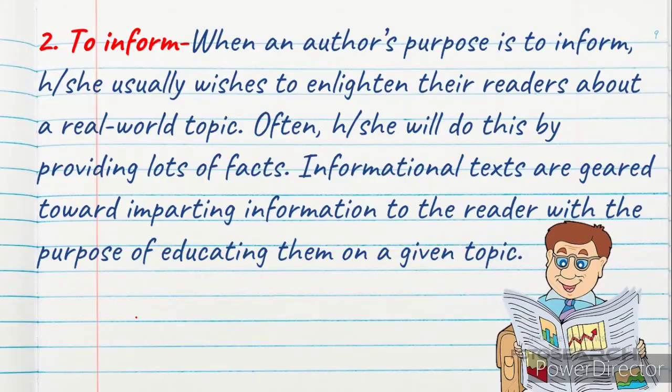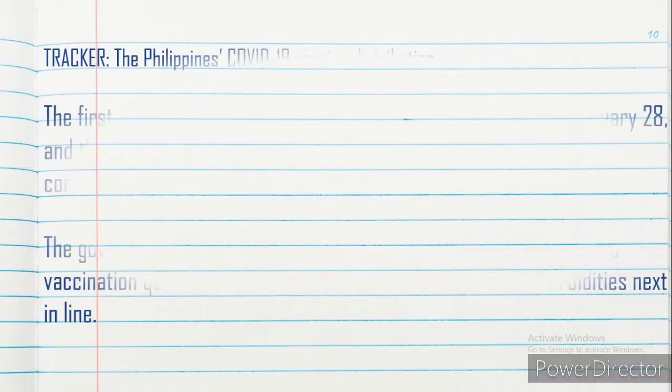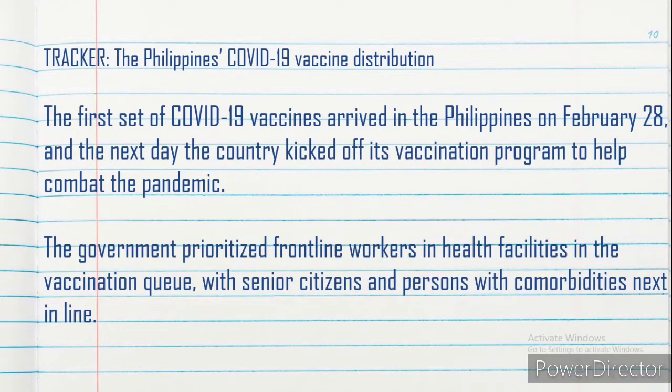Let us have an example. Tracker the Philippines COVID-19 vaccine distribution. The first set of COVID-19 vaccines arrived in the Philippines on February 28, 2021, and the next day, the country kicked off its vaccination program to help combat the pandemic. The government prioritized frontline workers in health facilities in the vaccination queue, with senior citizens and persons with comorbidities next in line.